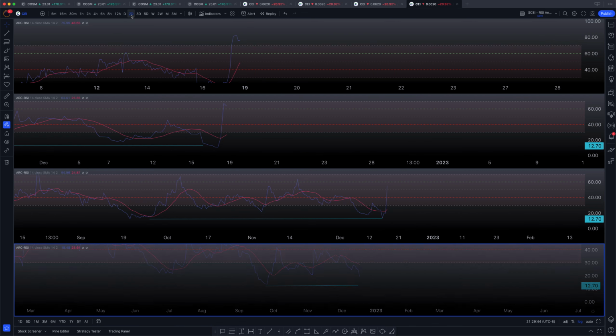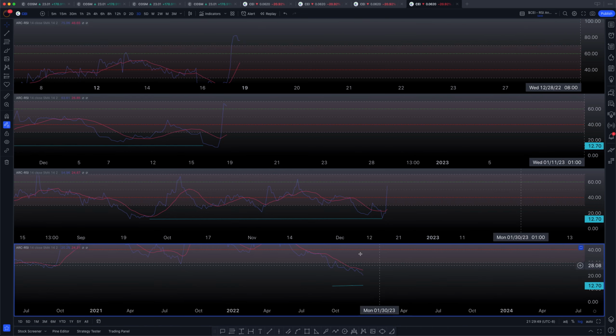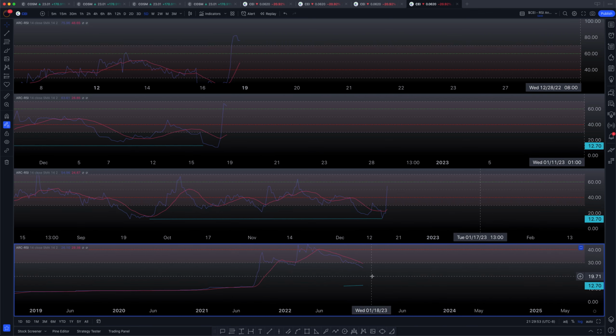Let's look at the buy daily. Buy daily is also aggressively suggesting downside. The 3-day is also suggesting aggressive downside, and the 5-day is also suggesting downside.